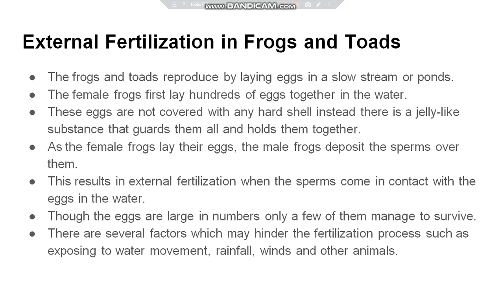Though the eggs are large in number, only a few of them manage to survive. There are several factors which may hinder the fertilization process, such as exposure to water movement, rainfall, winds, and other animals.